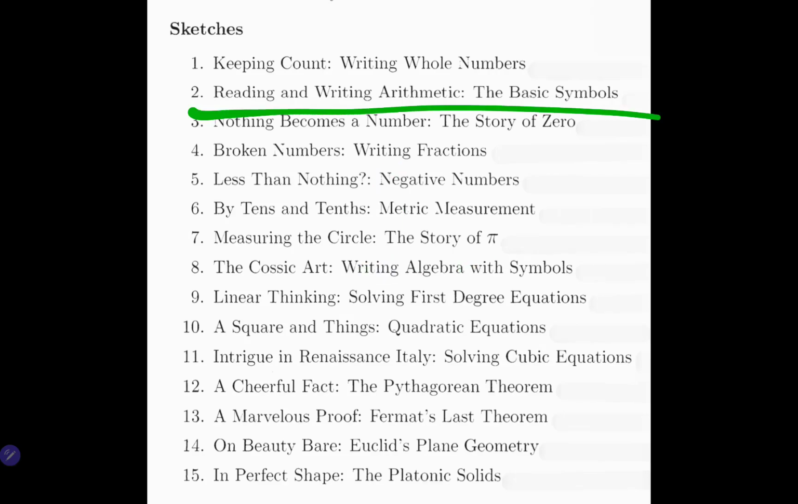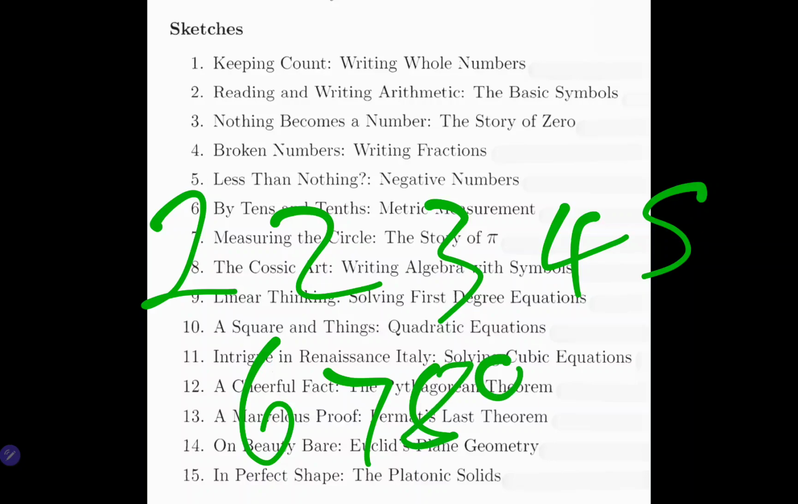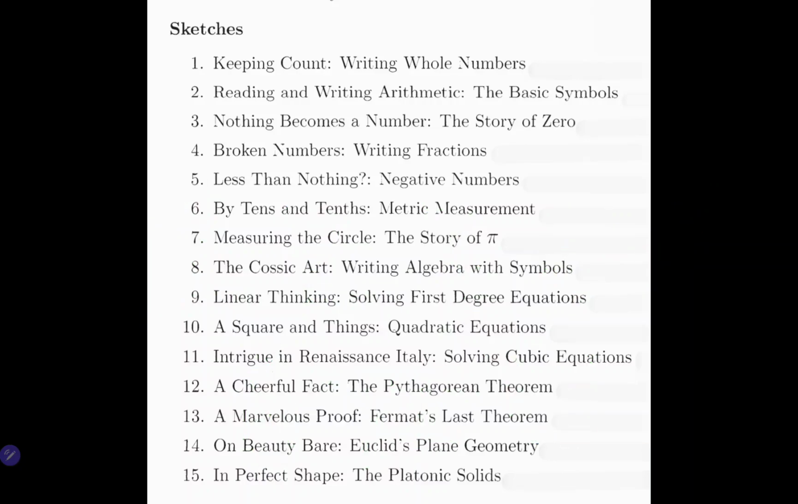Alright, and then of course I already explained to you reading and writing arithmetic, the basic symbols. We go ahead and learn about basic symbols, 1, 2, 3, 4, 5, 6, 7, 8, 9, 0, and we learn how to do math with them. 1 plus 1 is equal to 2, or for some reason, 6. Figure out this riddle yourself. I'll tell you the answer at the end of this video.